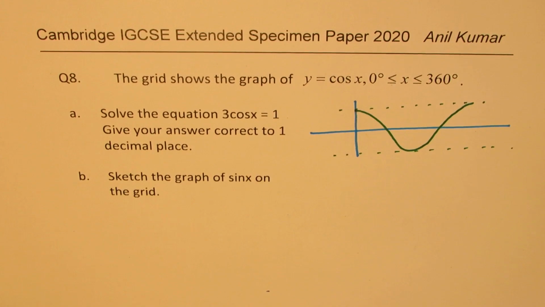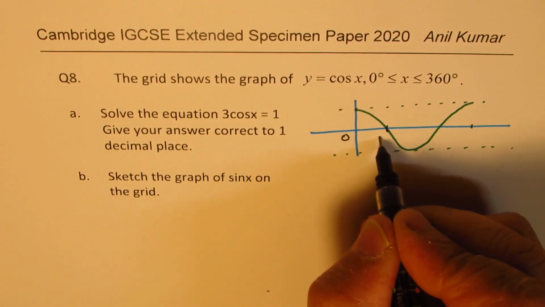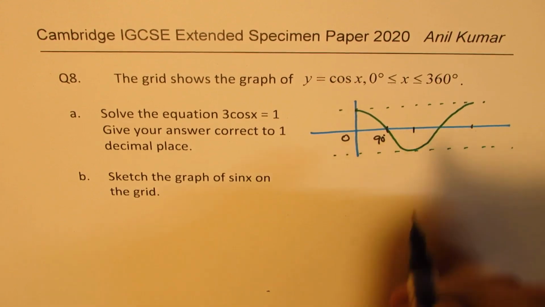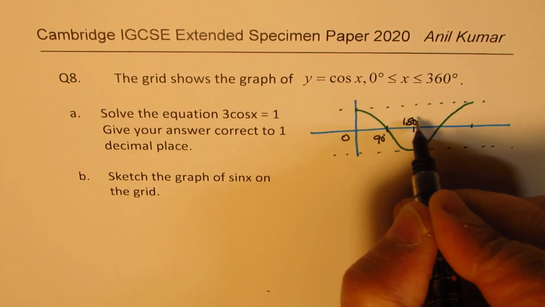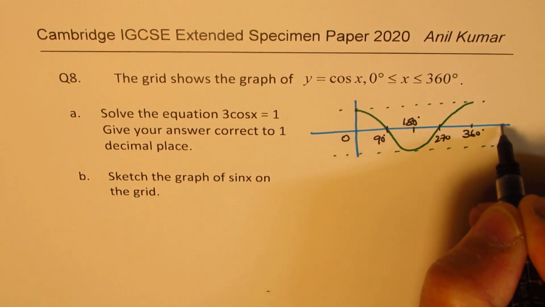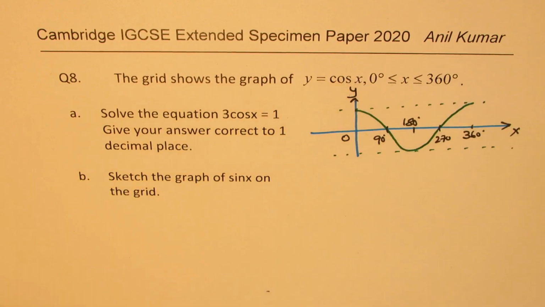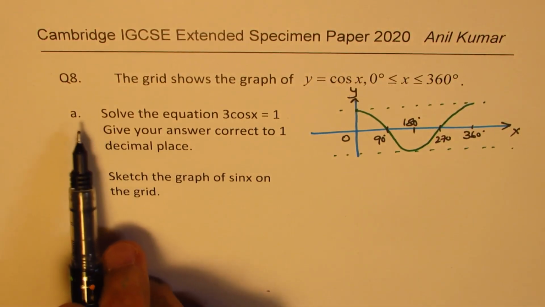Right? So these are the 4 quadrants, correct? 0, this is 90 degrees. That is 180 degrees, 270, and 360 degrees, right? So that is x and this is y. So y equals cos x.